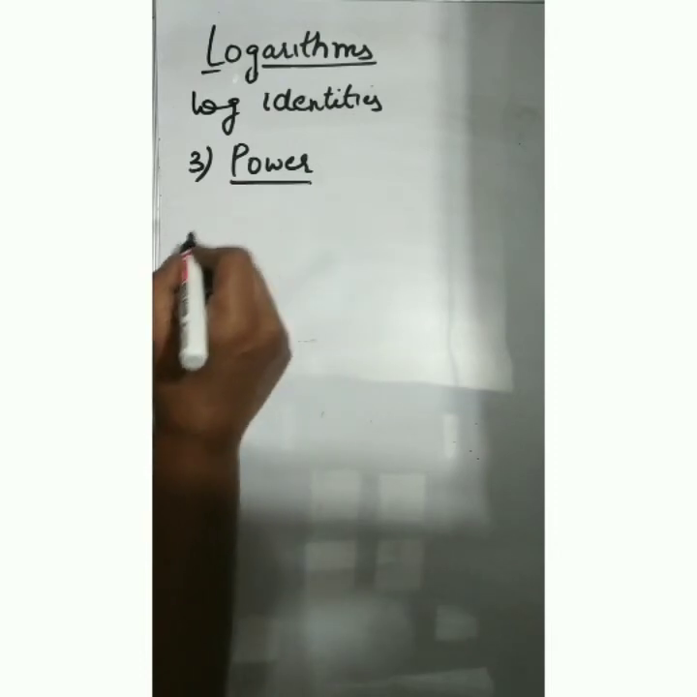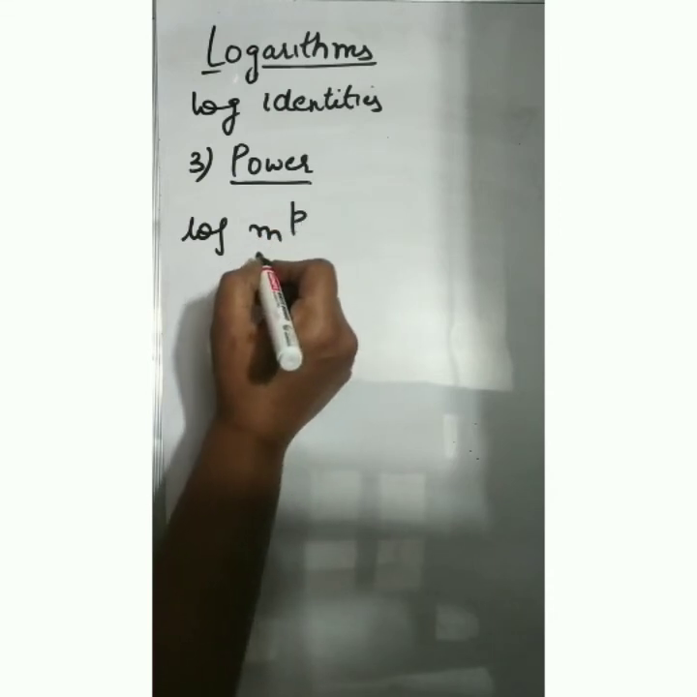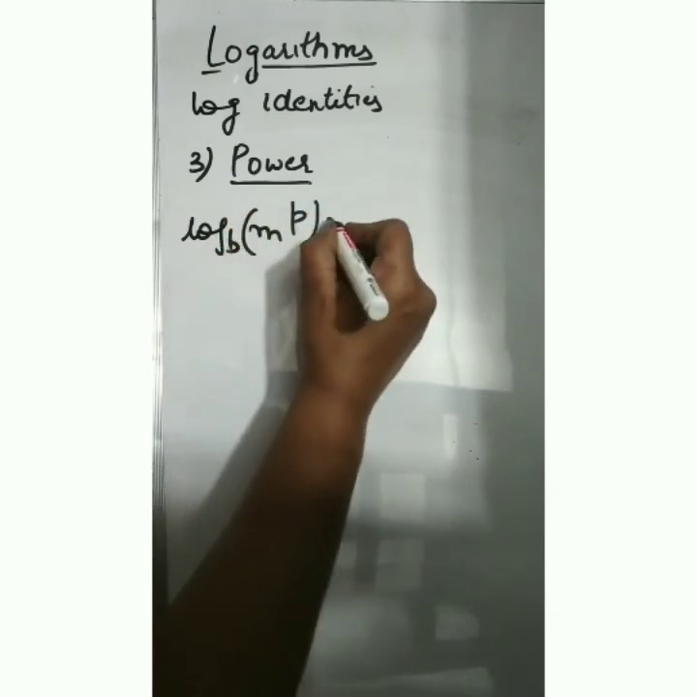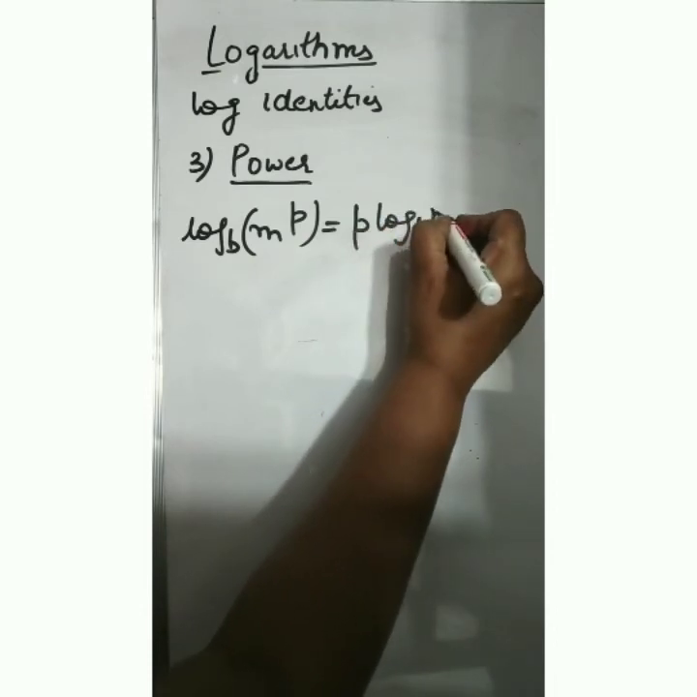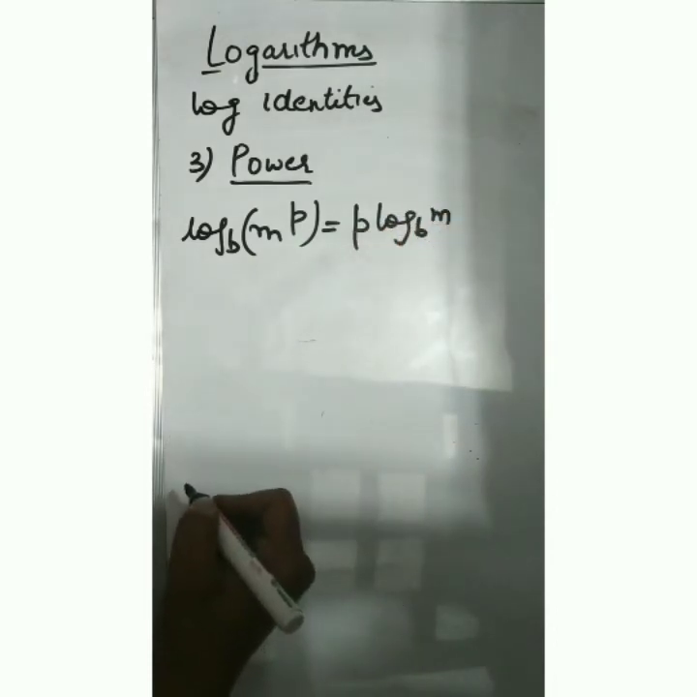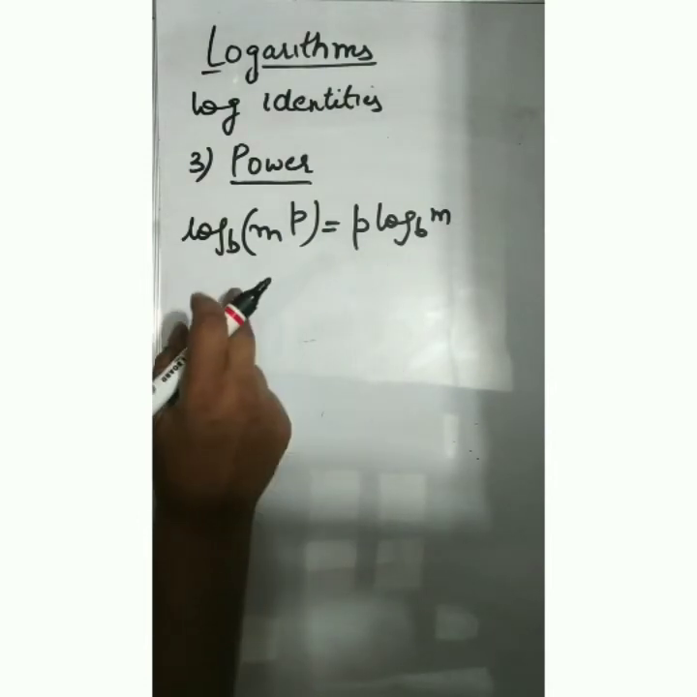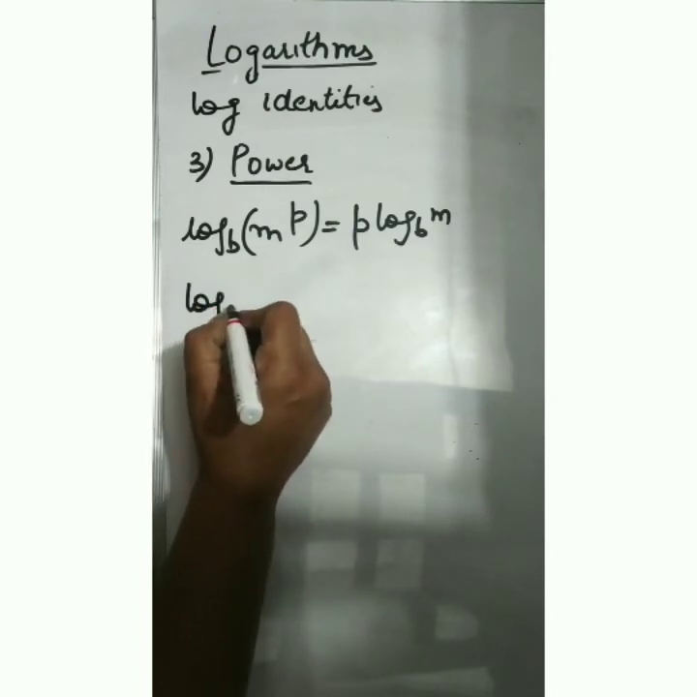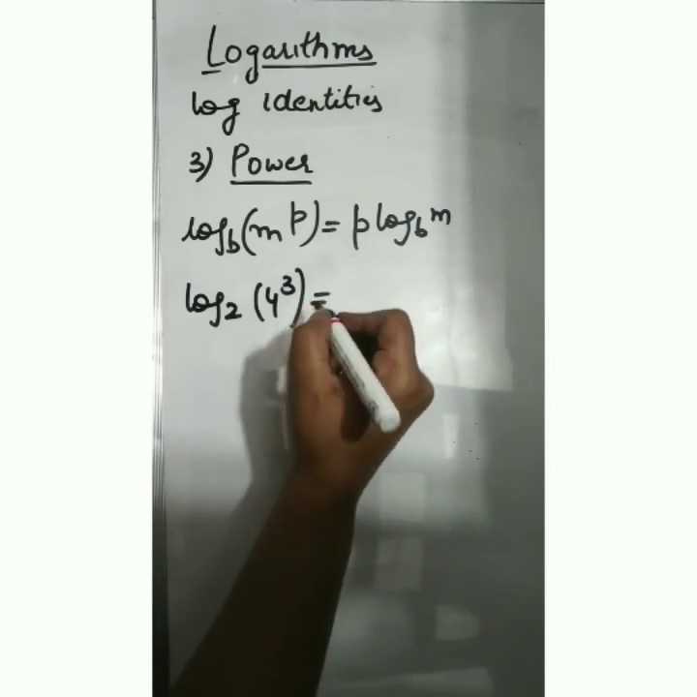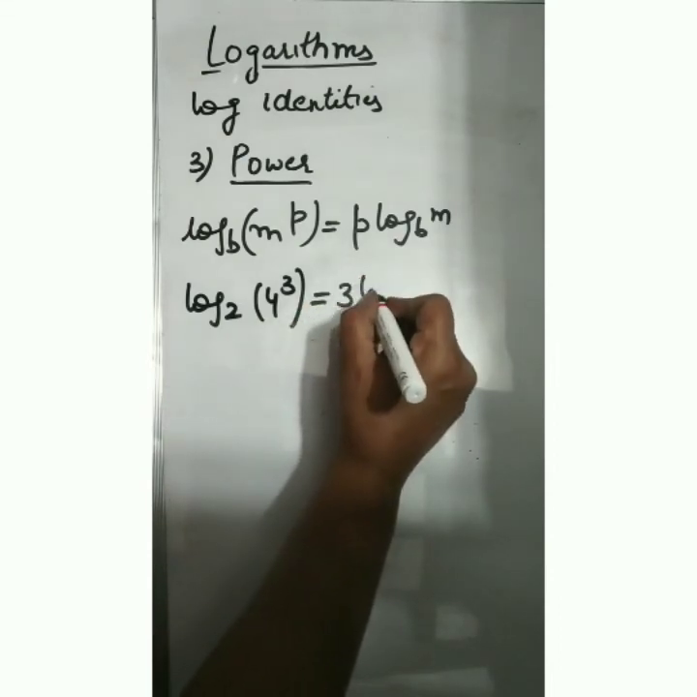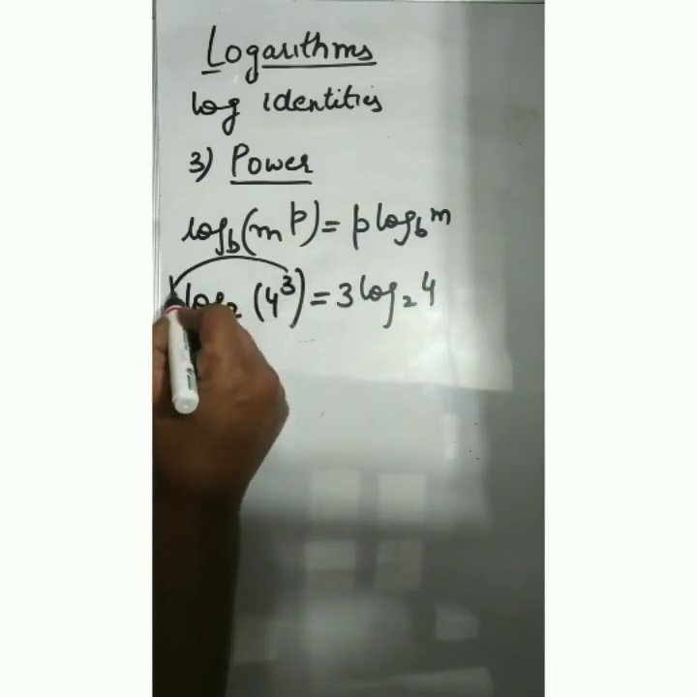Right? Now the third logarithm identity is the power identity. That is, the log of the p-th power of a number to some base b is equal to p times the log of that number to the base. Right? This is the power identity. Let us understand with the help of an example. Suppose I wish to find log of 4 raised to power 3. It can be solved as 3 into log of 4. The power has come in front.